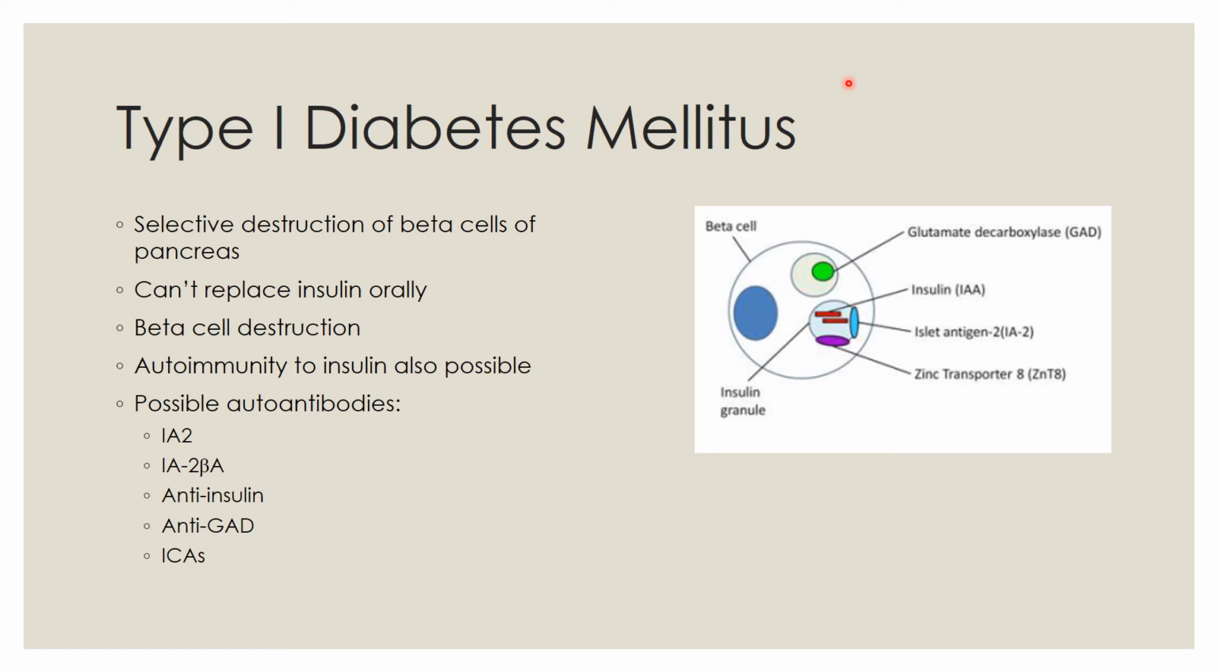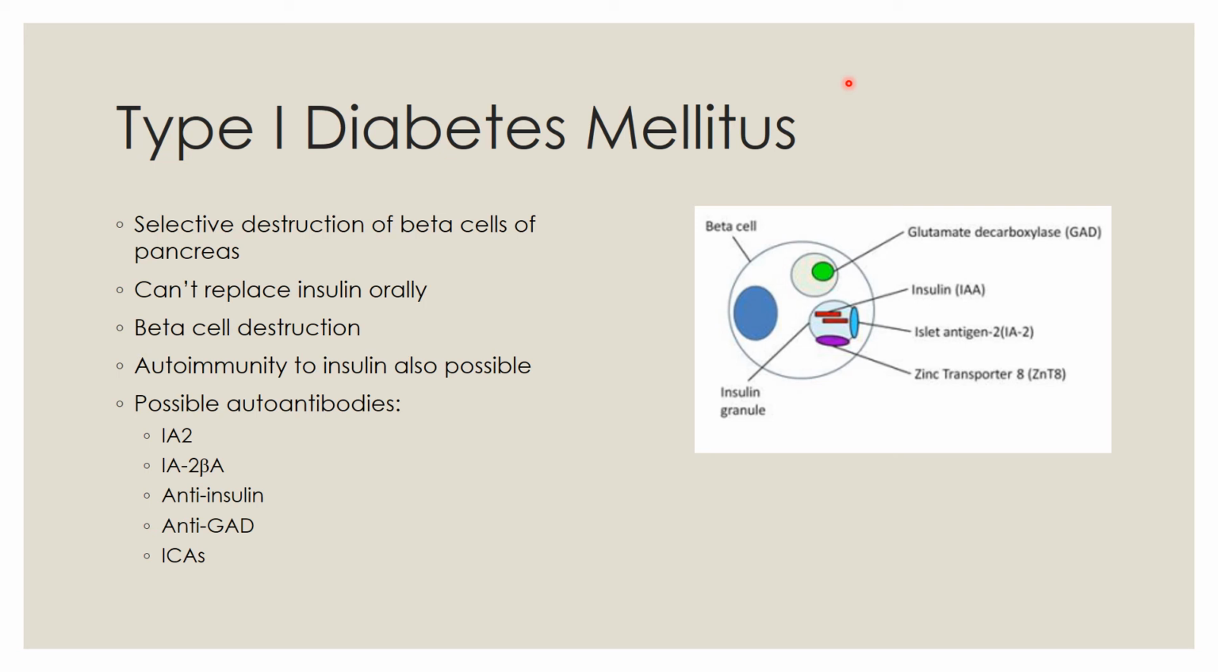So what you end up with then is this situation where progressive inflammation of those islets of Langerhans leads to fibrosis and the destruction of most of your beta cells. There can also be immunity or autoimmunity to the insulin itself. So you can have a couple of things going on at the same time.